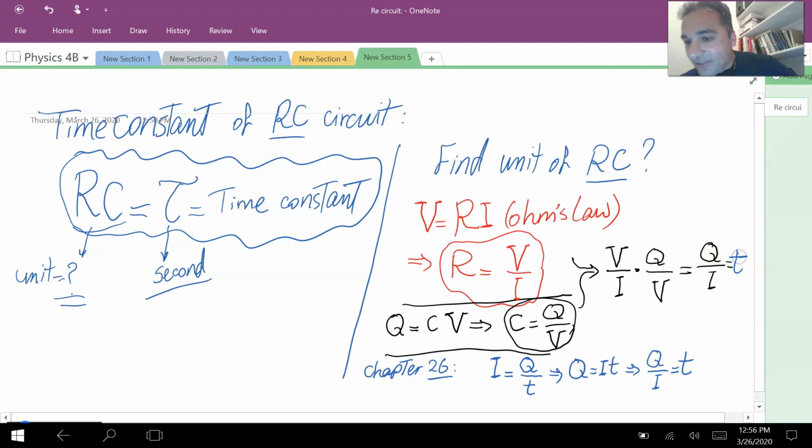There you go, time. What is the unit of time? Second. Correct? We solved it together. So what is the unit of RC? It's the second. So why do we call it time constant? Because the unit of RC is second, and we show it by tau. Make sense?